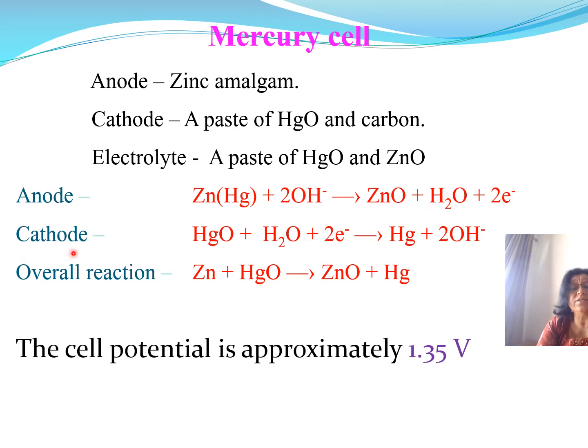At cathode, what reaction happens? Mercury oxide plus water plus 2 electrons gives you mercury plus 2 OH minus. Overall reaction is zinc plus HgO gives you zinc oxide plus mercury. The potential generated by this cell is 1.35 volts.